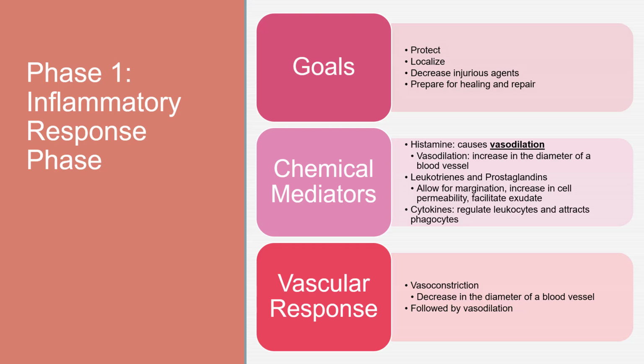And finally, we have cytokines. These regulate leukocytes and attract phagocytes to the area. There is a vascular response in phase 1. There is an initial vasoconstriction and coagulation occurs to seal the blood vessels, and chemical mediators are immediately released. This vasoconstriction presses the endothelial wall linings together to produce a local anemia.